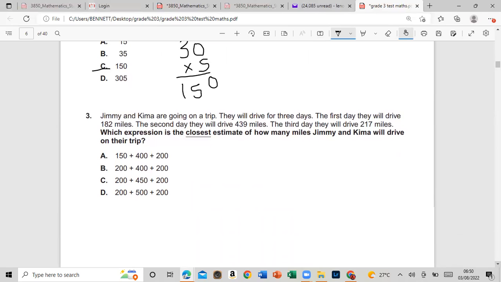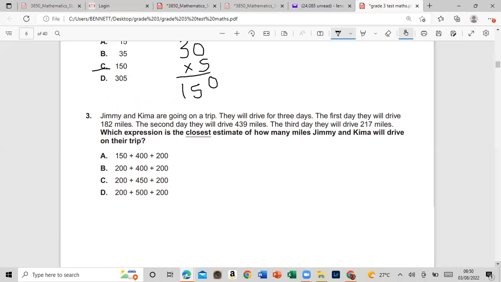Alright. Let's look at number 3. Jimmy and Kima are going on a trip. They will drive for 3 days. So you can write down that information. 3 days. The first day they will drive 182 miles. The second day they will drive 439 miles. The third day they will drive 217 miles. Which expression is the closest estimate of how many miles Jimmy and Kima will drive on the trip?